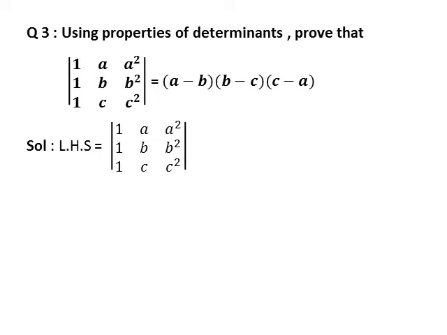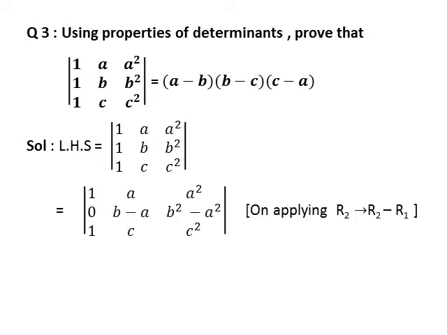So by applying row operations, it is easy to create zeros in first column. When we are able to create elements of any row or column as 0, it will reduce simplification of determinant. So here, apply the operation R2 is to R2 minus R1. We get a determinant in which elements of R1 are 1, a and a square. Elements of R2 are 0, b minus a, b square minus a square, and elements of R3 are 1, c and c square.